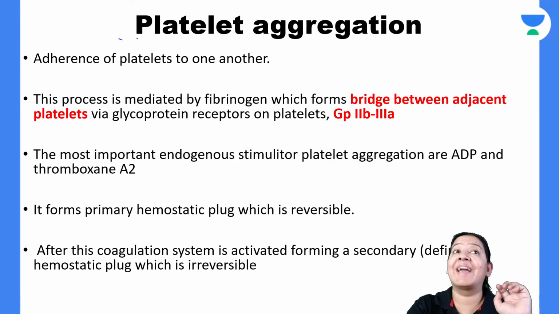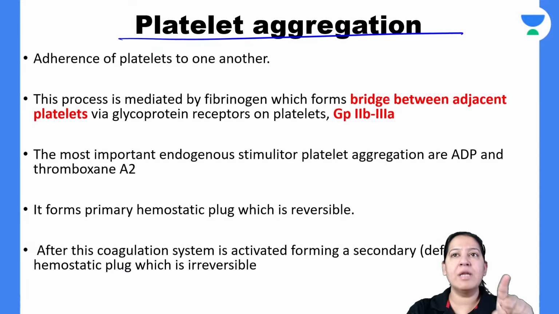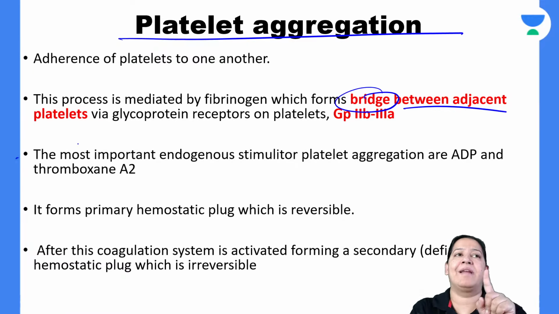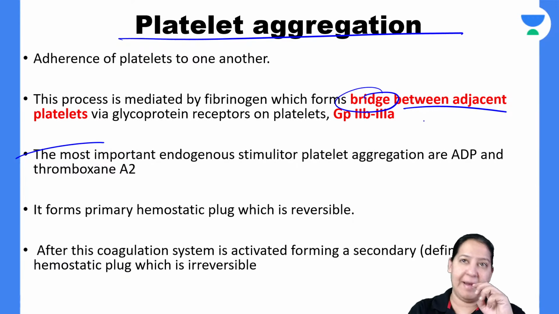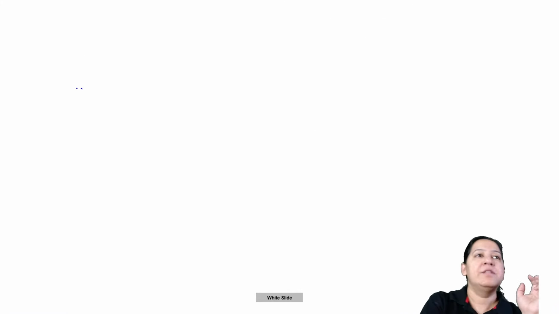The third point is aggregation. It is platelet aggregation. Here, the bond is formed between platelet and platelet, adjacent platelets. The receptor required is GP2B3A. So what is the summary?